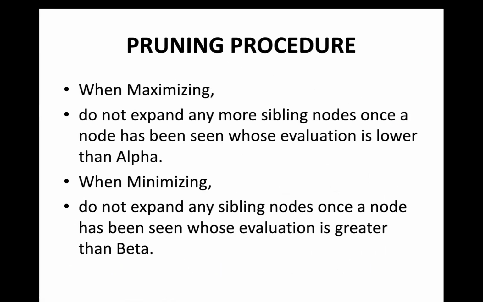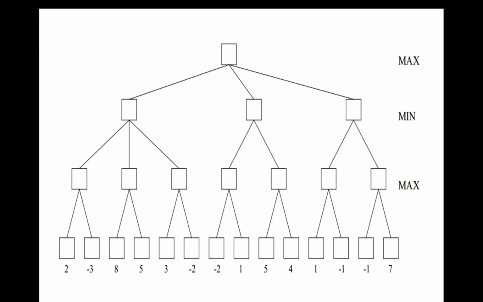Then the rule. The first rule is when you are maximizing, do not expand any more sibling nodes once a node has been seen whose evaluation is lower than alpha. So alpha is the highest value seen so far on the maximizing level. Beta is the lowest value seen so far on the minimizing level. So we'll keep these two rules. They are very important. So we're going to do depth first search.